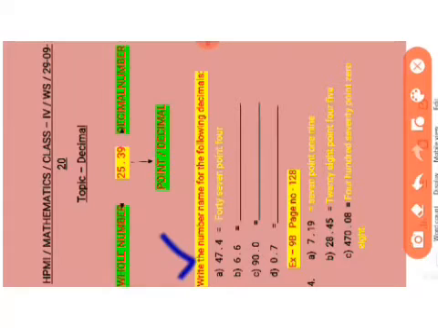Now come to the next, 4A. This is from the book exercise 9B, page number 128. 4A. This decimal number you will read as 7.19. Next is number B, 28.45. Number C, 470.08. Now, very interesting, isn't it?